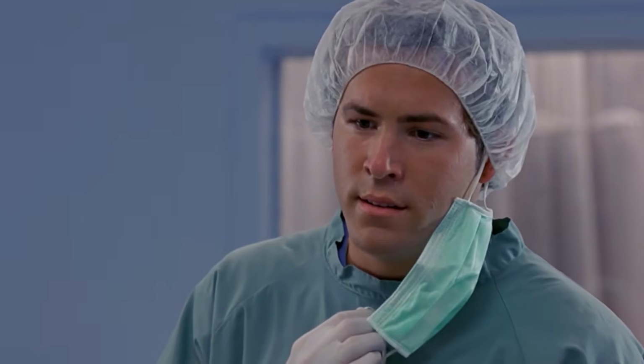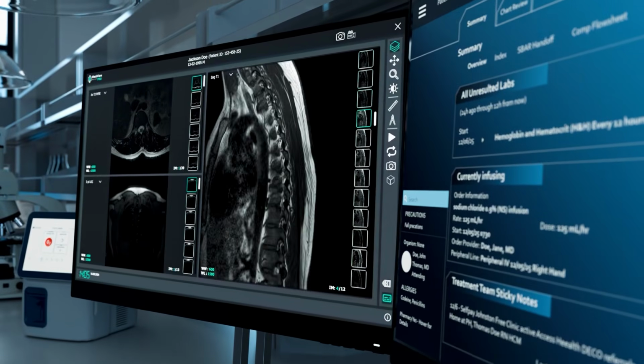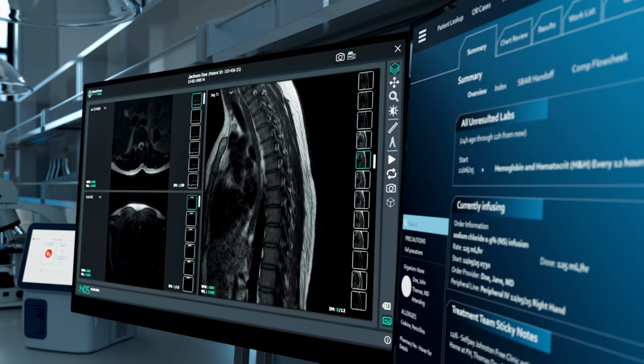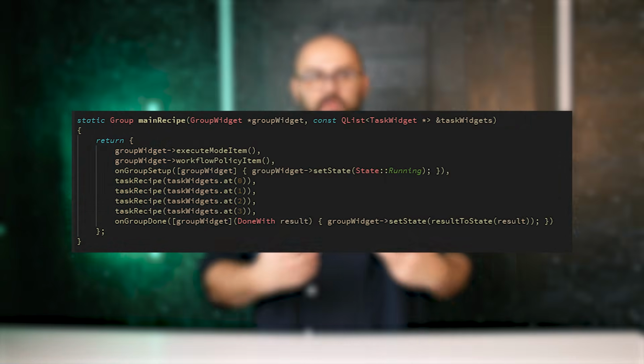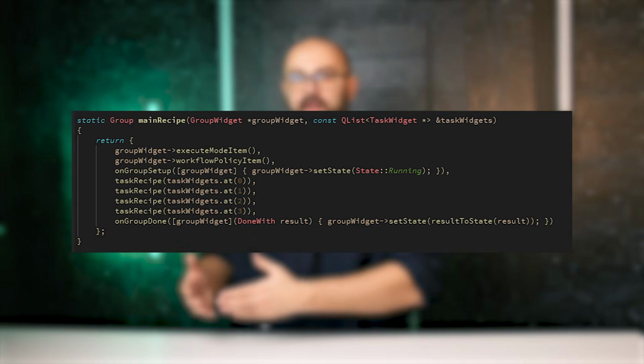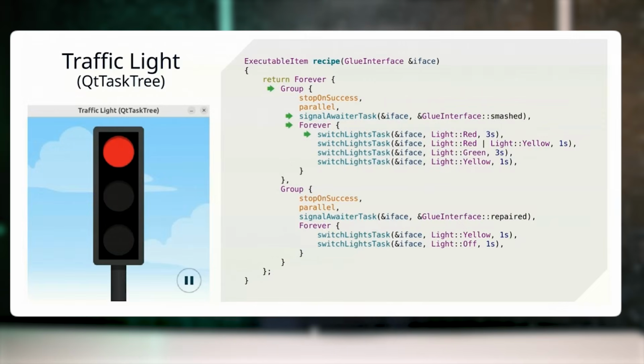Now, why is it important? Why are people talking so much about how it will change the game? The answer is modern Qt apps need to do a lot of asynchronous work, like talking to devices, calling REST APIs, running Qt processes, reading files. TaskTree allows you to describe those steps as a recipe. Which part should run in sequence, which in parallel, and what should happen when something fails. Then it handles the orchestration.